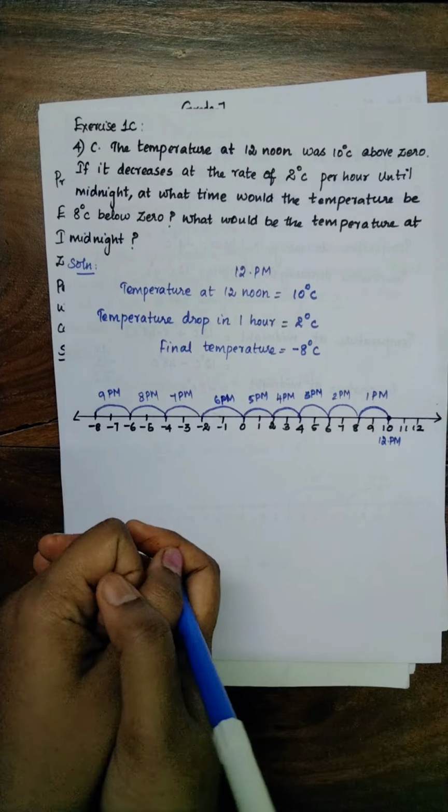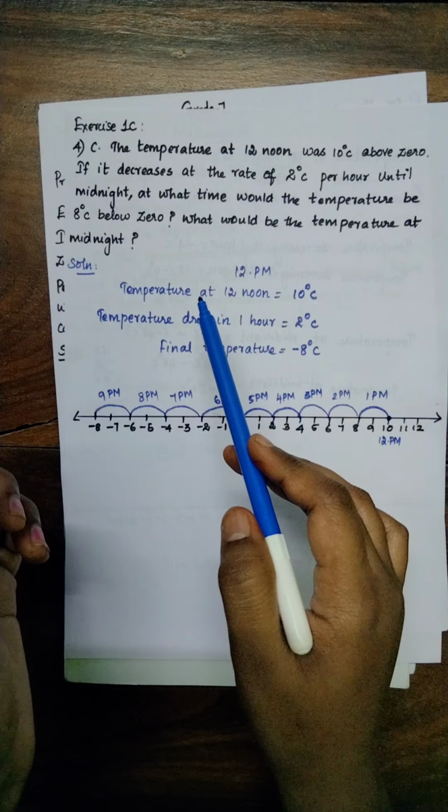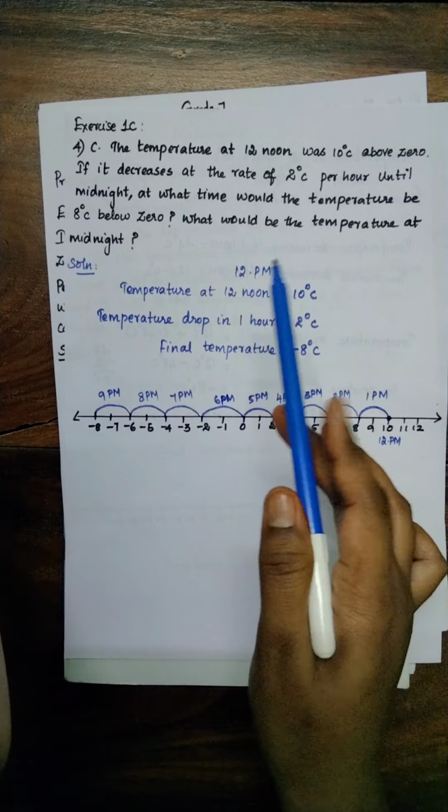Yes, to start, we need to start from the initial temperature, that is 10 degrees Celsius. At 10 degrees Celsius, what is the time? The time is 12 p.m., right? Because in the question they have given it as 12 noon. 12 noon means it is 12 p.m. From 12 p.m. we are starting.